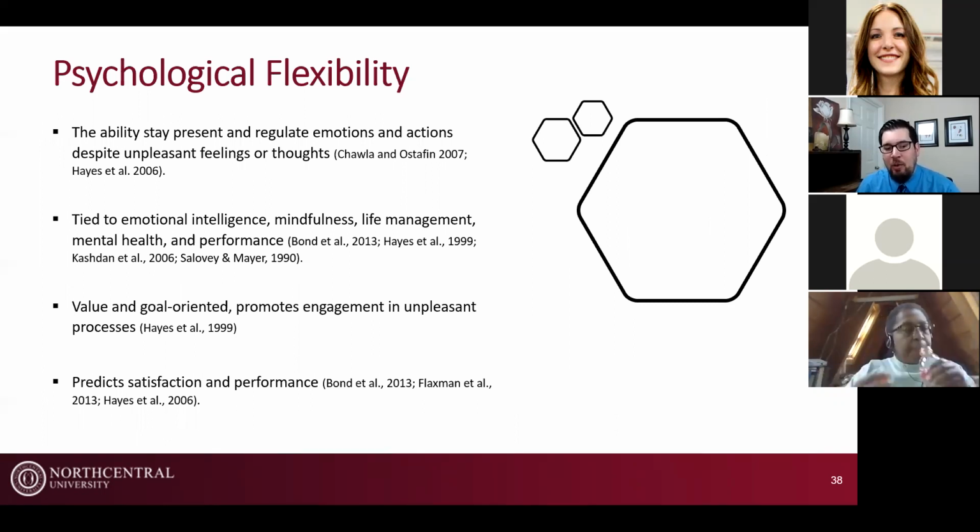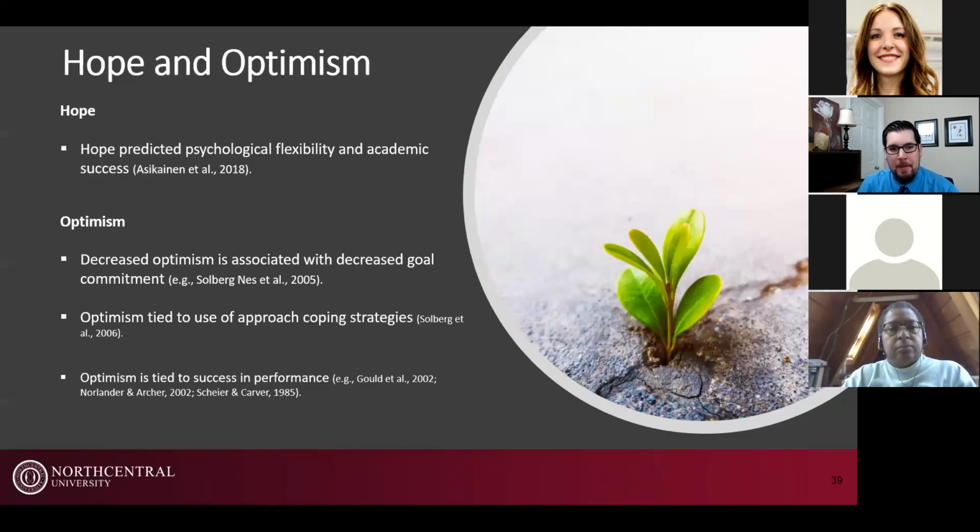It is value and goal-oriented, promoting engagement in unpleasant, difficult processes. And we perform better when these processes are aligned with our goals and values. So it predicts satisfaction in performance, improving performance and well-being. Hope predicts psychological flexibility and academic success.